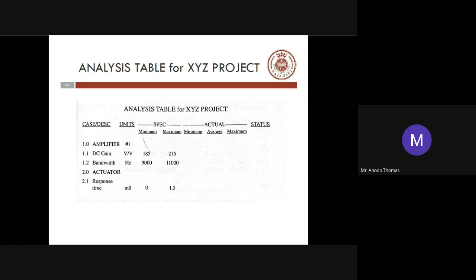We analyze the amplifier, we analyze the DC gain, we analyze the bandwidth, we analyze the actuator, we analyze the response time. So you have the units, specification, actual, status. So you have a specification value, you have an actual value which gives you the minimum, maximum and average values. Then you tell which alert scenario, or it can be something which can be skipped. So this is the example of an analysis table. We will see an analysis table example when we finish the explanation of this, so that you get a clearer picture of what this analysis is.